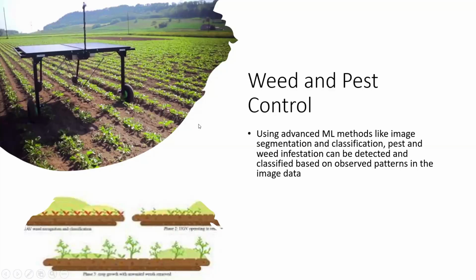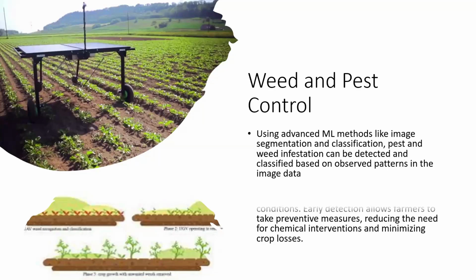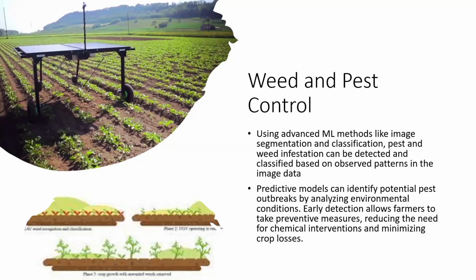In this scenario, we can use a series of advanced machine learning methods like image segmentation and classification. So using this, pest and weed infestation can be detected and classified based on observed patterns in the image data that has been collected. And also the predictive models can then identify potential pest outbreaks. So before it actually happens, we want to predict that there's going to be a pest outbreak in this farm, based on historical data set. This is something that is possible.